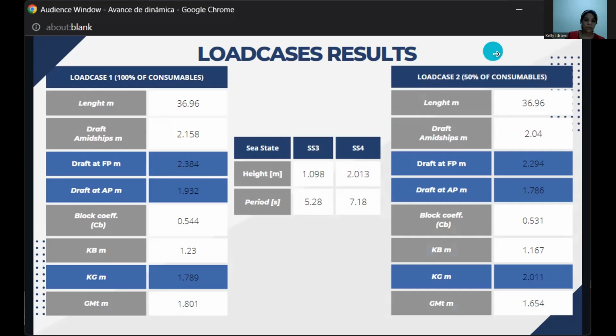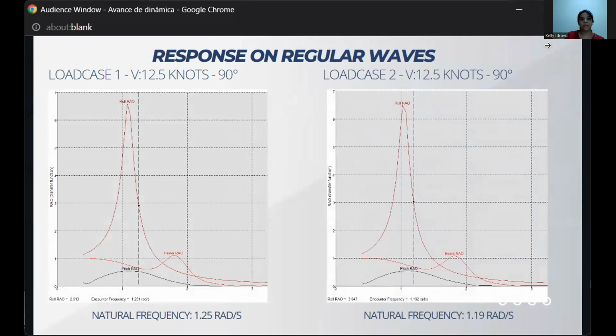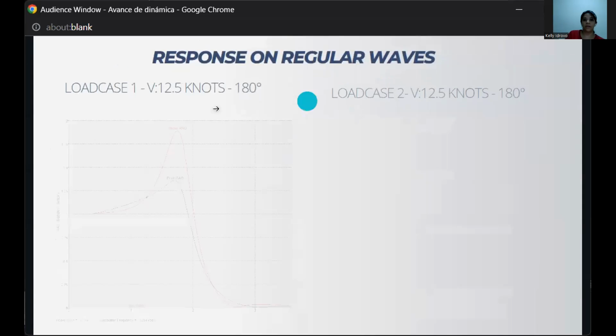No problem. So as a result, after setting our model in motion, the next one, please. We get these results, as we can see here. When we have the wave coming from the beam, the response, the roll, is the highest one. That makes sense. Very high. Yes, it's very high, and this is for each load case to compare.